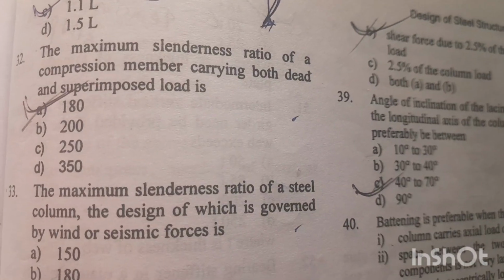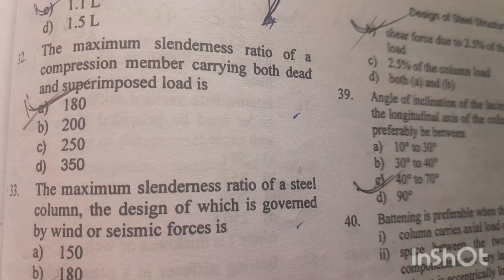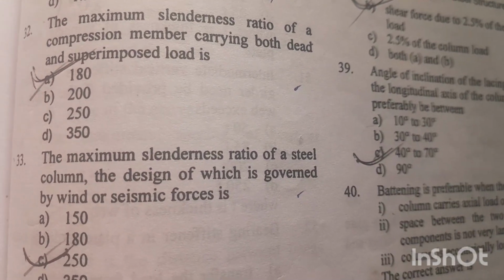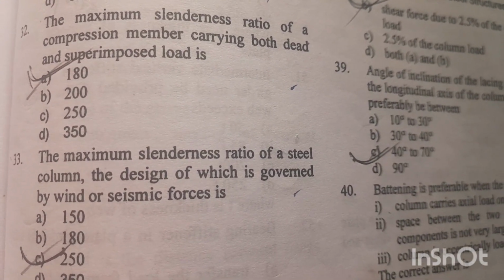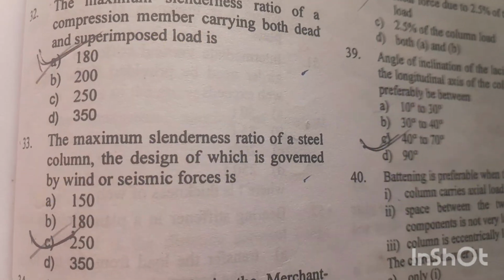Question number 32. The maximum slenderness ratio of a compression member carrying both dead and superimposed load is 180. Option A is right answer. Question number 33. The maximum slenderness ratio of a steel column, the design of which is governed by wind or seismic forces, is 250. Option C is right answer.